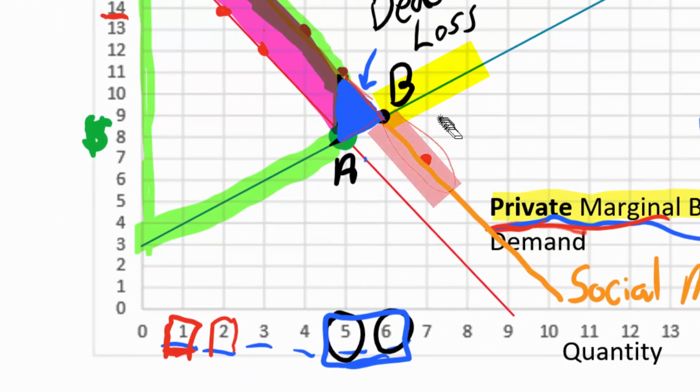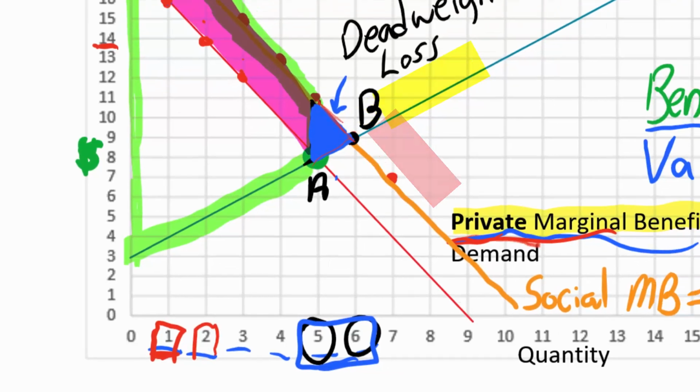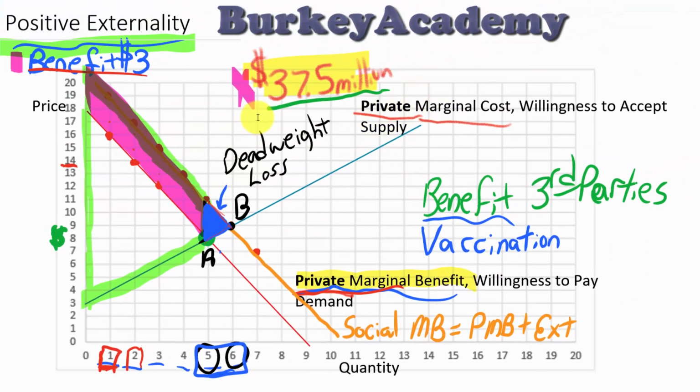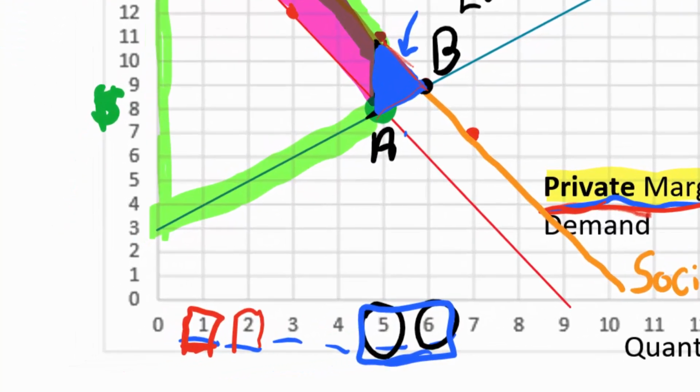So in the case of a positive externality, if we don't encourage the extra, we're committing the sin of not doing enough of a good thing, not getting enough people vaccinated. So in this case, that deadweight loss, the area of that little blue triangle is going to be 1/2 times the base times the height.